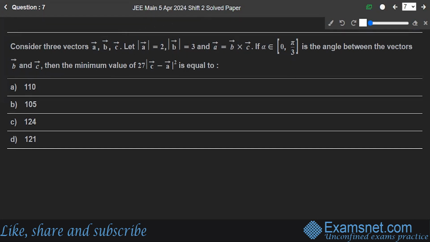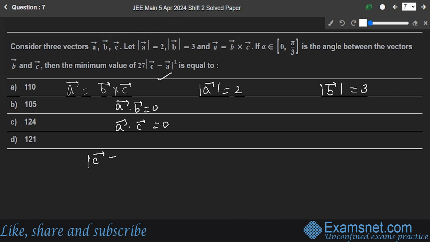So you are given so many things. First is you have A is equal to the cross product of B and C. Magnitude of A is equal to 2. Magnitude of B is 3. Also, we know one thing from here, that the dot product of A and B is equal to 0, and A and C is also equal to 0. Now let's pick up this.